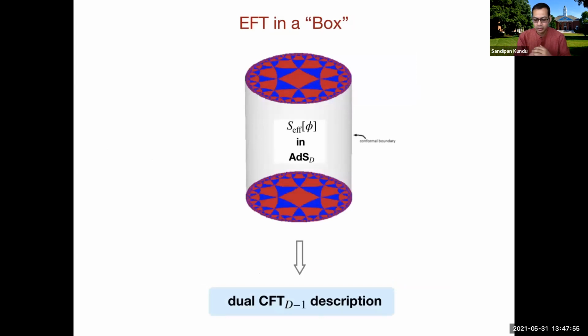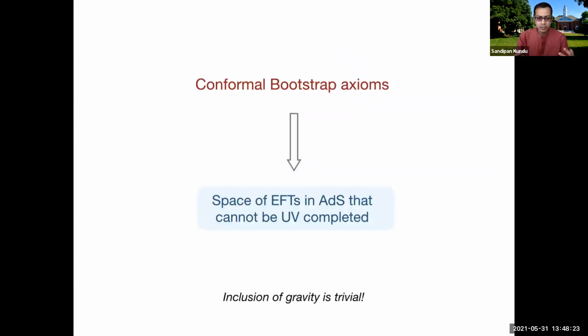So the idea is, roughly speaking, studying effective field theory in a box, where this box is AdS. The reason why this is advantageous is because there is a dual CFT description in one less dimension from Conformal Bootstrap. So this duality is well understood from Conformal Bootstrap. Because of this duality, we can find the space of effective field theories in AdS that cannot be UV completed directly from Conformal Bootstrap axioms.